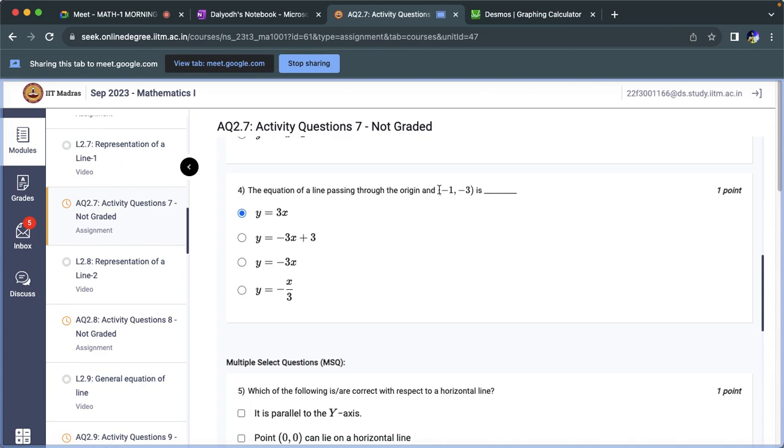For this, you need only the slope. You find its slope and its c. C is not any point; c is the intercept, meaning the value when x equals 0. Here c is equal to 0, because the origin is 0 comma 0, so y is 0, and the line passes through the origin.